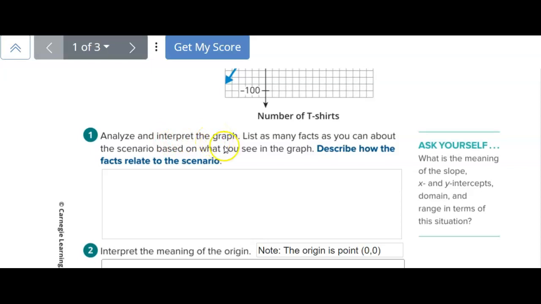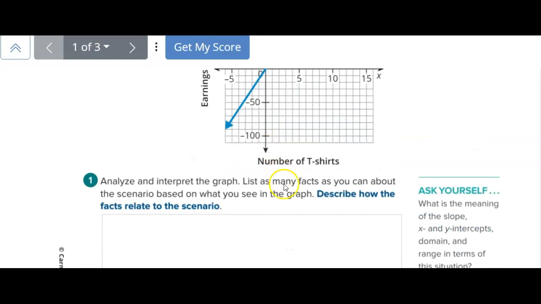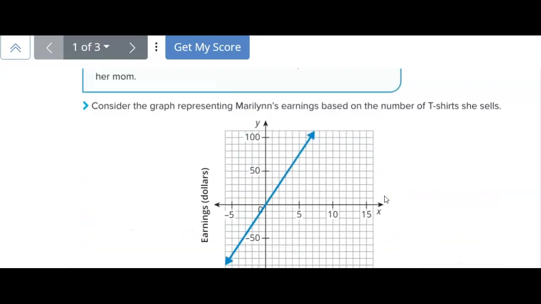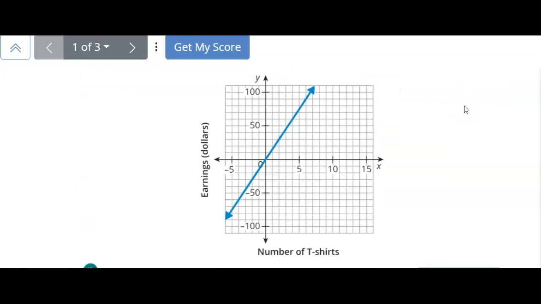So look at this graph and list as many facts as you can about the scenario based on what you see. And then tie what you're talking about, what you write about, back to the situation with Marilyn and her t-shirts. So one thing, for example, I notice is that, let me just look at this graph. I'm going to go up the line, and I like to find the places where the line crosses these intersections. So I notice that right here, the line crosses an intersection.